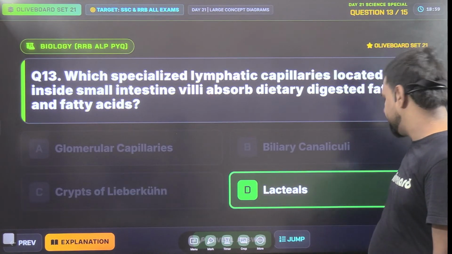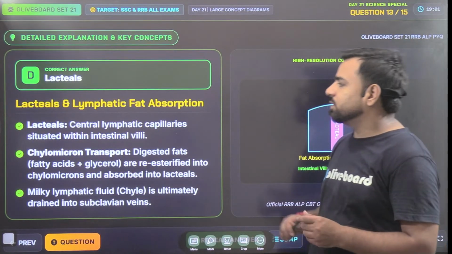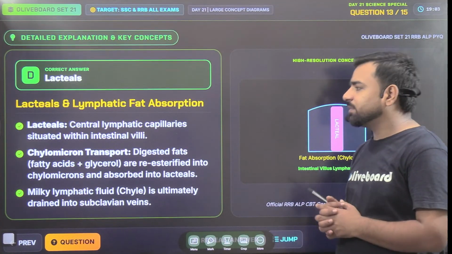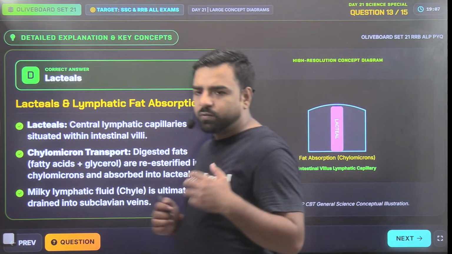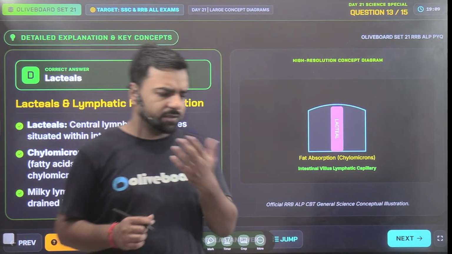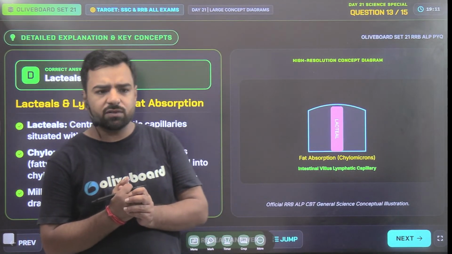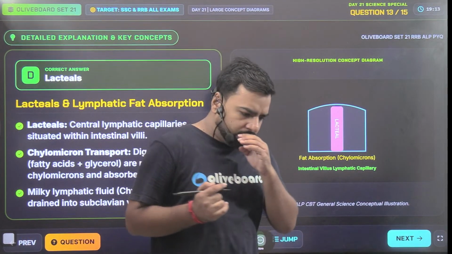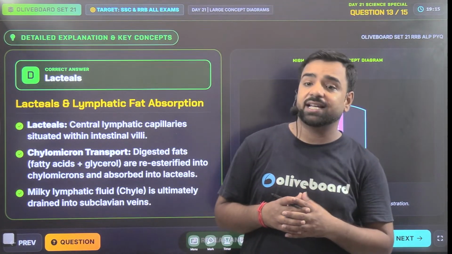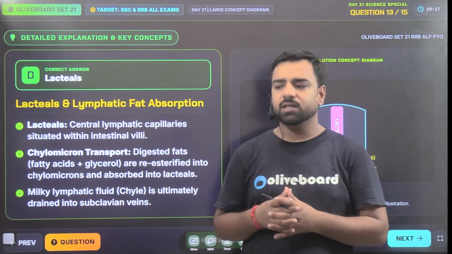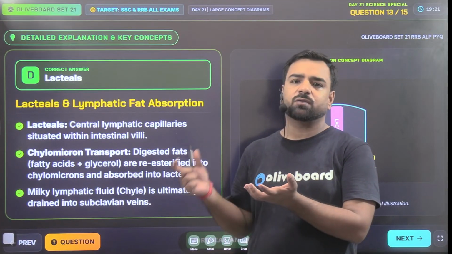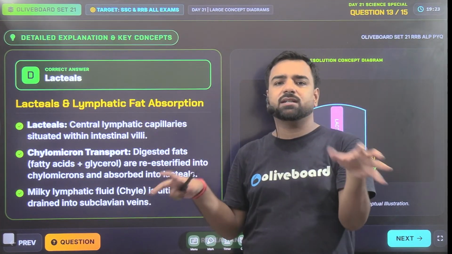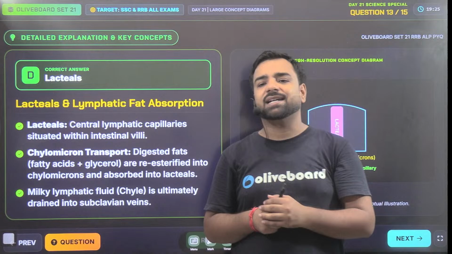But let's go with the explanation. So lacteals, what is it? That's the central lymphatic capillaries which are situated within the intestinal villi. One more thing that you must remember, this is from the previous paper. The question was asked, which part of the small intestine helps in the maximum digestion of the food? The maximum digestion of the food is done in the small intestine because of the presence of villi that increase the surface area, because of which food is actually digested there.